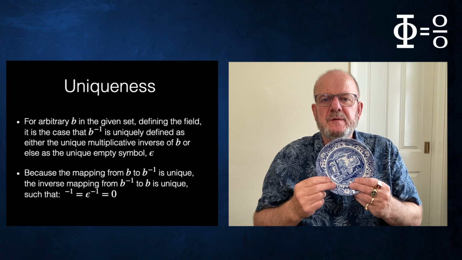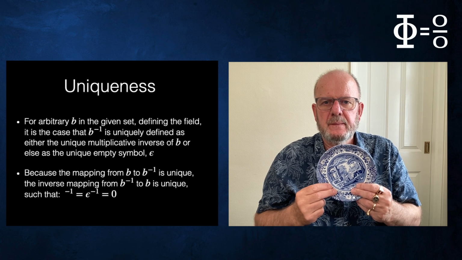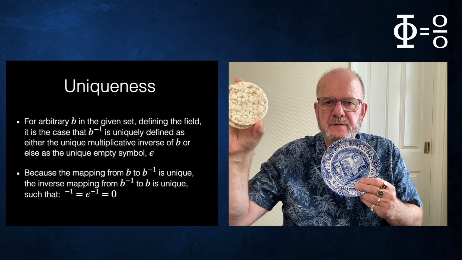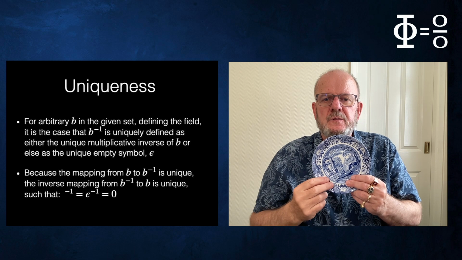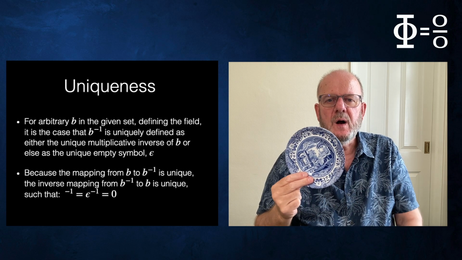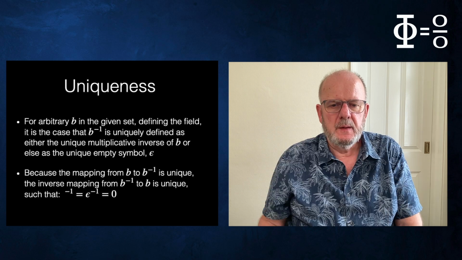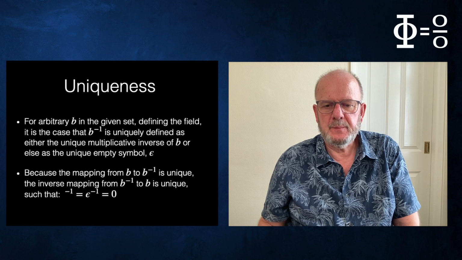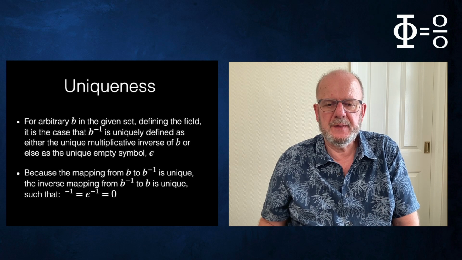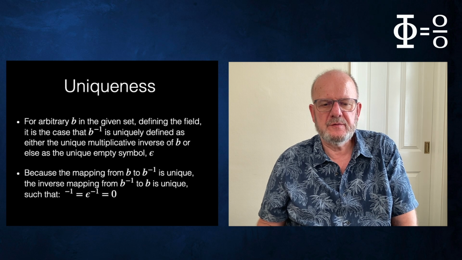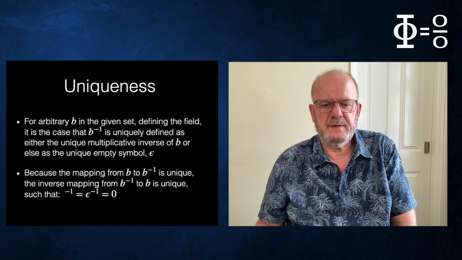What's on the plate is the empty symbol when we're doing logic, and it's the number 0 when we're dealing with cookies. So the empty symbol and 0 are the same thing. They're the absence of everything. Because the mapping from b to the power minus 1 is unique, the inverse mapping from b to the power minus 1 to b is unique, such that, and this looks a little bit weird, nothing at all raised to the power minus 1 equals epsilon to the power minus 1 equals 0.